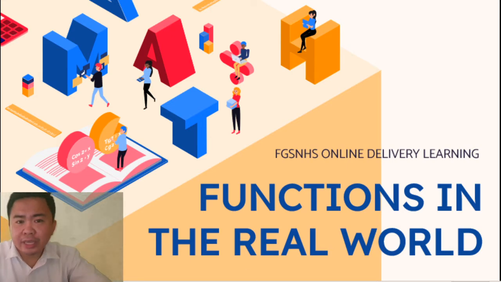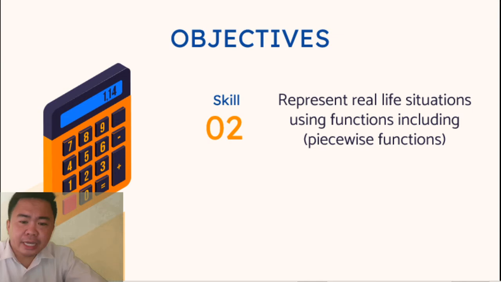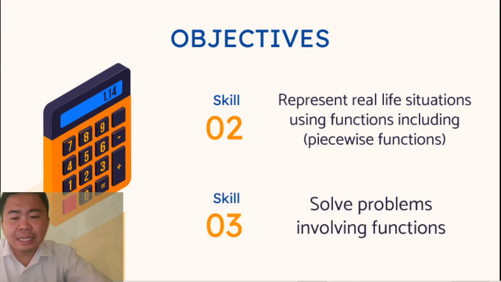Okay? Sige. So we will be discussing functions in the real world. Our objectives for this morning: first, skill 1 is to evaluate functions. Skill 2 is to represent real life situation using functions, including piecewise functions. And skill number 3 is to solve problems involving functions. So, our lesson is more on problem solving.